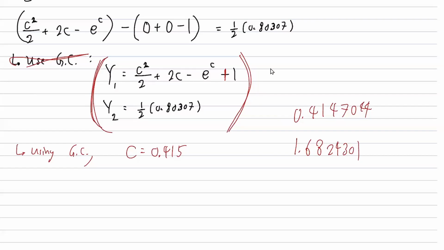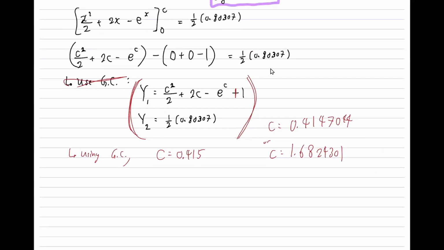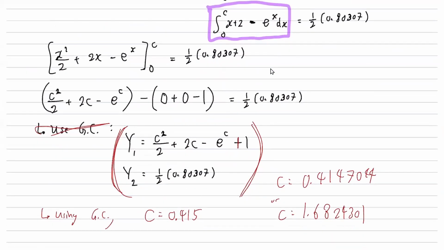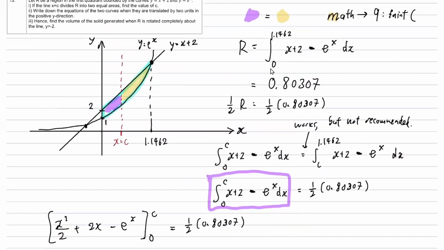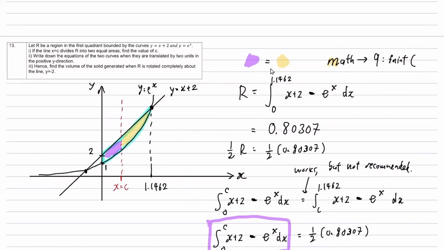So that means we have two possible answers for C. C equals this or C equals this. Which one do we reject? We reject this one. Why? Let's look back at the diagram. Why do we reject 1.68? We accept this one. It's already outside the 1.14. Very good. Yes, exactly.